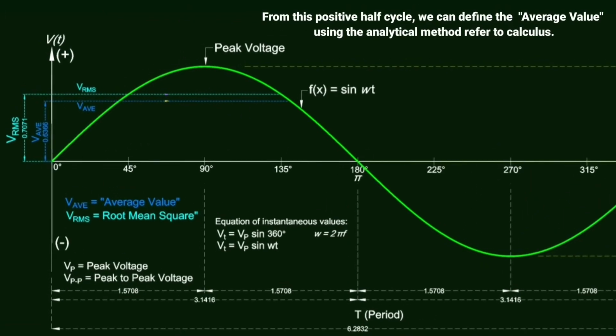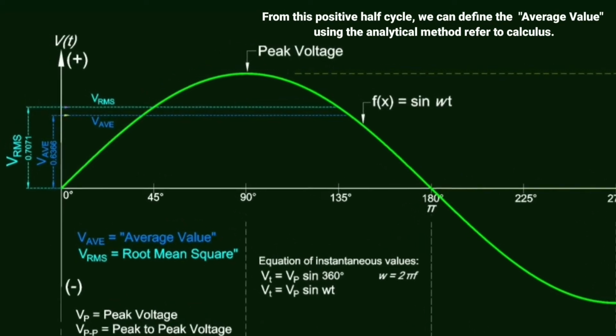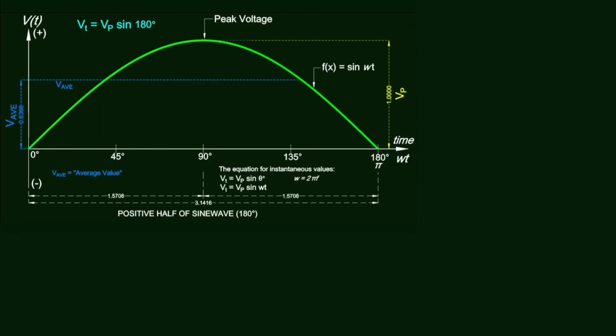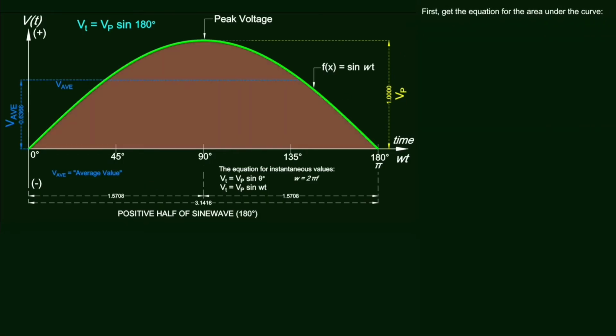From this positive half cycle, we can define the average value using the analytical method, referring to calculus. Firstly, find the equation of the area under the curve from this positive half cycle. Area is equal to Vp, meaning peak voltage, times the integral of the function sine theta d theta. Consider this as equation number 1.